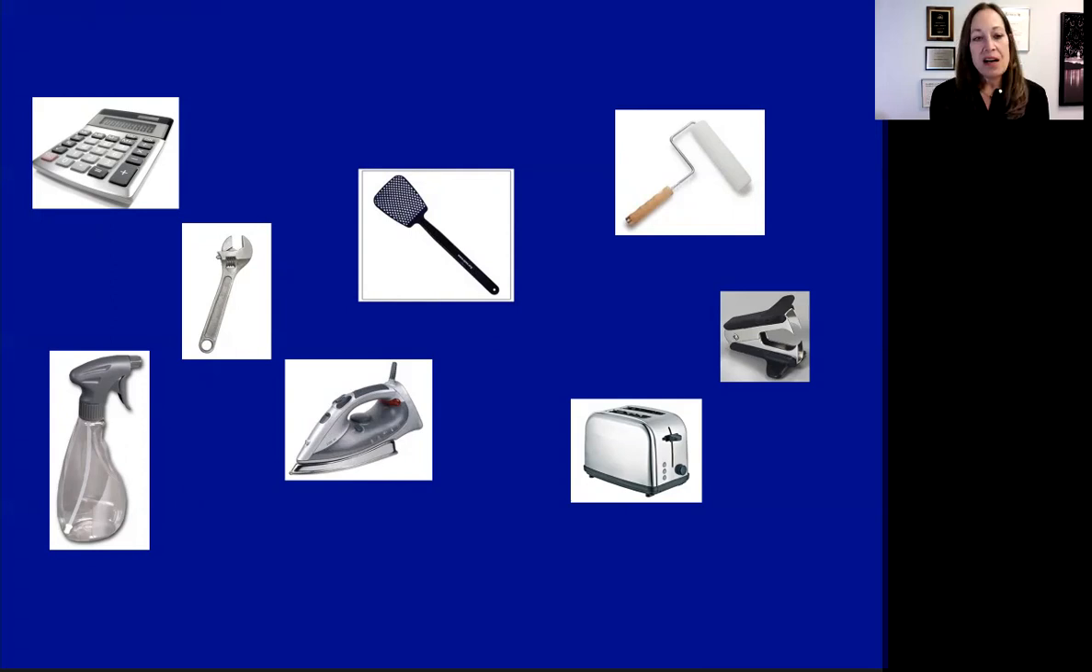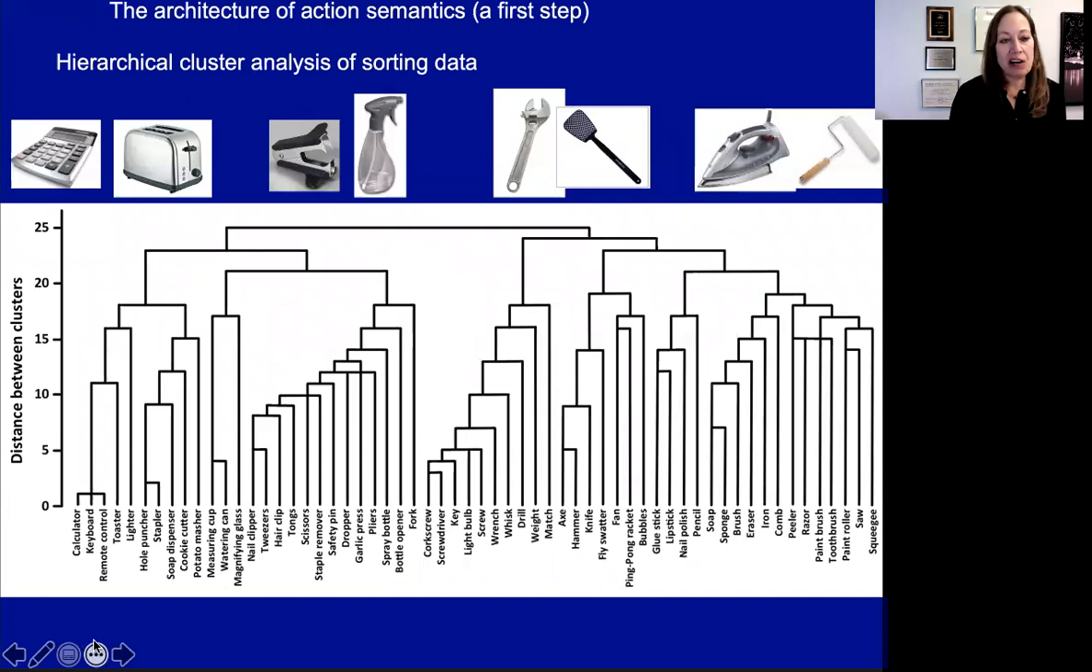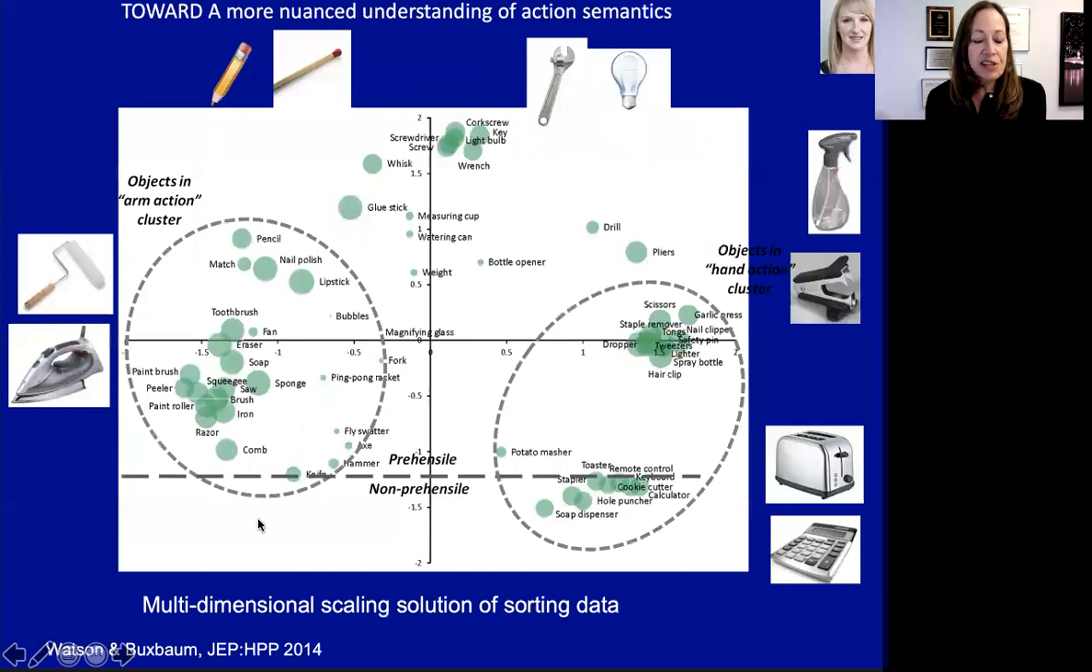And then we looked at the sorting solutions across quite a number of subjects. We did a hierarchical clustering analysis to look at how people tended to sort them. You can see, for example, that a calculator and keyboard were sorted as being quite similar in their use actions, and a saw and a paint roller were sorted as being quite similar. Then in the next stage, we performed a multidimensional scaling analysis with those sorting solutions, orthogonalized the axes that were generated, and then in a post hoc way, looked at whether it made any sense, and indeed it seemed to.